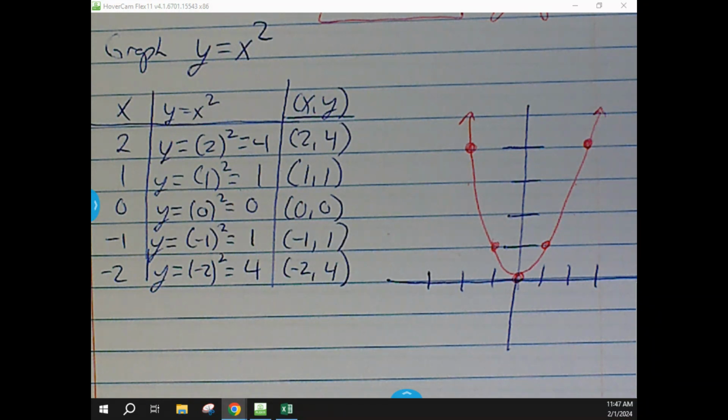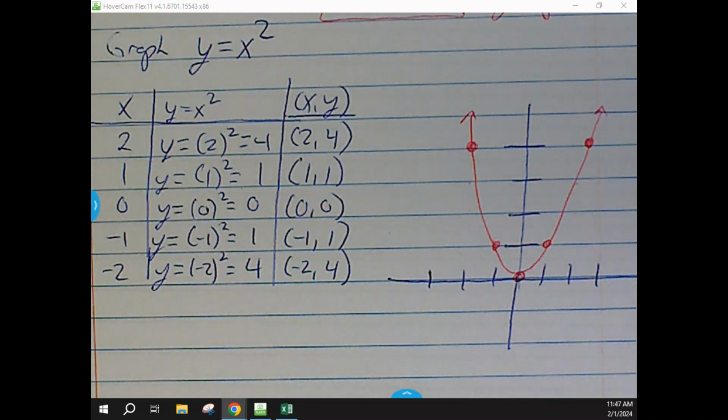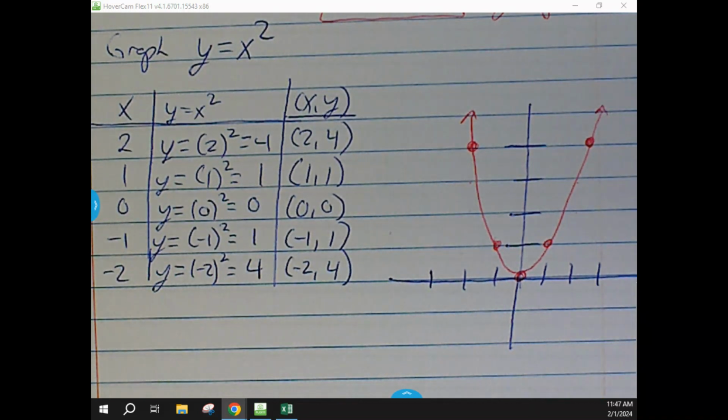Okay, now, and that's the big difference: everything we're doing, anything with x squared, is always going to be this U-shaped graph. Anything with absolute value is always a V-shaped graph. And we'll show you one little trick that you can do for this one as we go through.